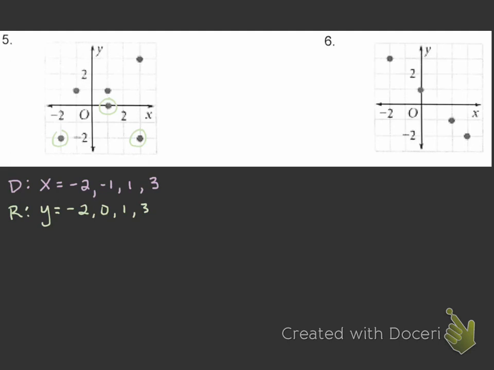If we want to determine if it's a function or not, remember we can always use that vertical line test, but we have actually 2 issues with this graph where for our inputs of 1 and 3, we have 2 different outputs. So this guy is not a function.